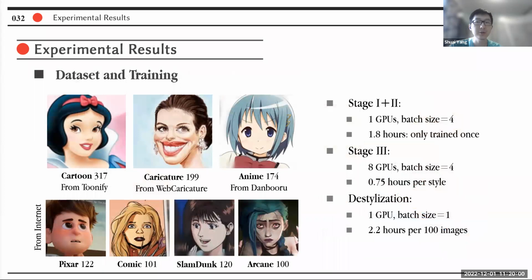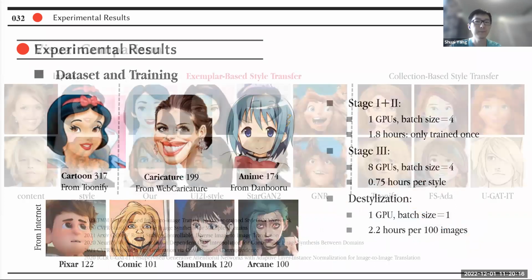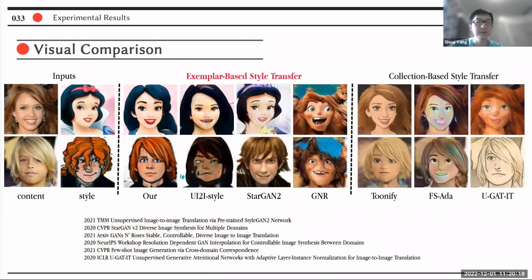We train and test the dual StyleGAN on cartoon, caricature, anime, and our collected 4 styles from the internet. We only need about hundreds of images for training, and the training time takes about several hours. So let's see some experimental results. We can see the collection-based style transfer method, such as toonify, can only render a general cartoon style. Compared with other exemplar-based style transfer methods, our method can best simulate the example styles in both color and face shapes.